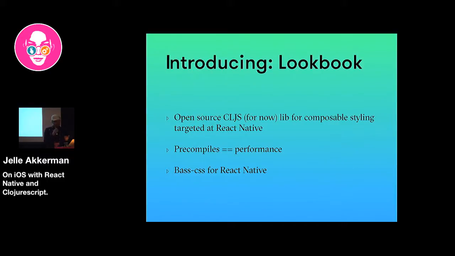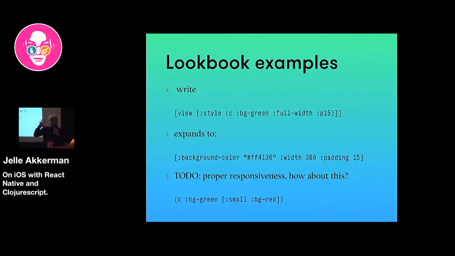It's called Lookbook. It's open source, and you can pre-compile styling for React Native. It's kind of like utility-based CSS classes. So you would write something like this with the C macro, and it would compile to this. We didn't figure out responsiveness yet because we're not venturing into Android yet. But I imagine it to look something like this, so you can have media queries within this macro.